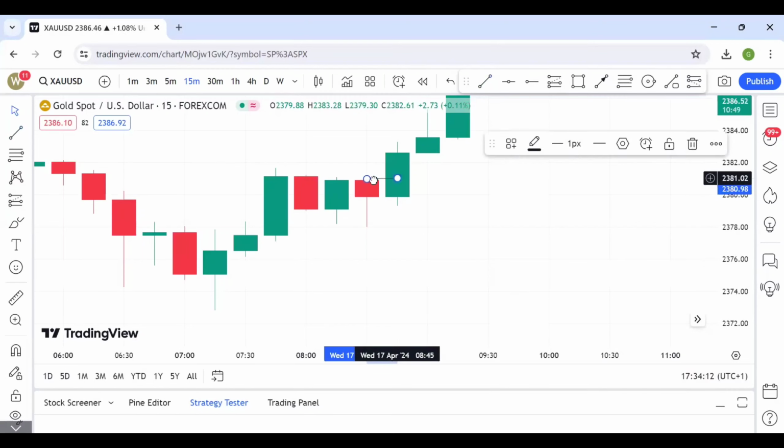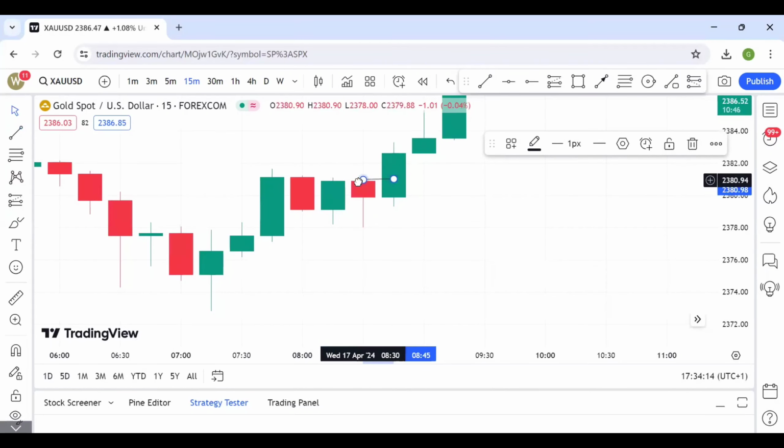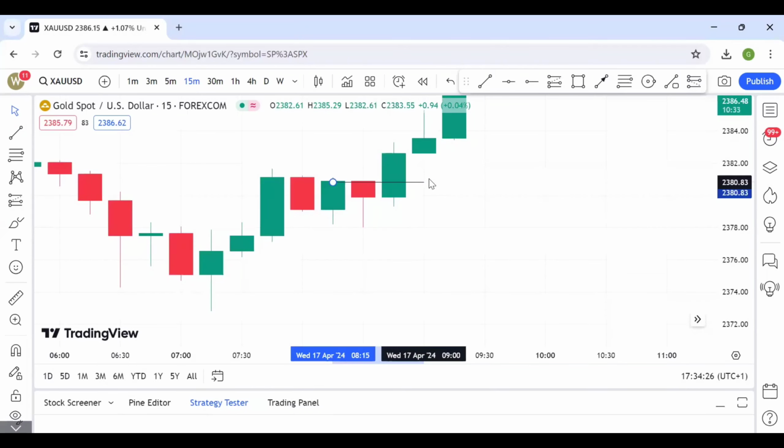Can you agree with me that this is the high of the hammer? You can see this is the high of the hammer. Now, let me draw it to the extreme. You can see, this is the high of the hammer.